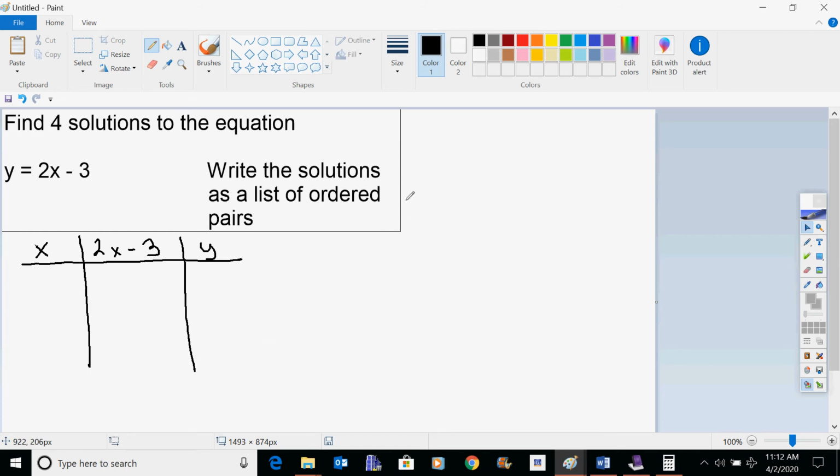So here's the part that gets interesting, because if there are 13 of you in the class and you each pick 4 different numbers, you might pick 4 different ordered pairs and all be right. You can choose whatever x values you want, and then you're going to do a little calculation to find out what y value goes with it. So the numbers that we pick for x are your choice. You choose the x's.